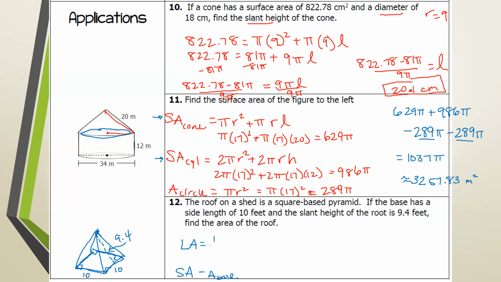So your lateral area is 1/2 times your slant height times your perimeter. Well, the slant height was given to you. And your perimeter, well, that's just 10 4 times. So the total lateral area, or the area of your roof, it's 188 feet squared. Okay. So we're finding lateral area here because this base part is actually open and we don't want to include its area.